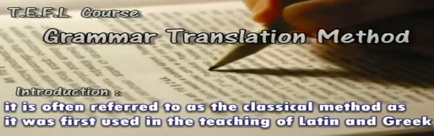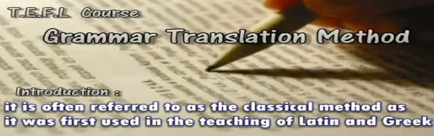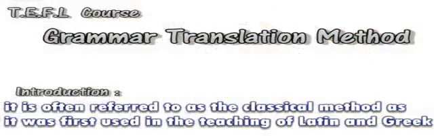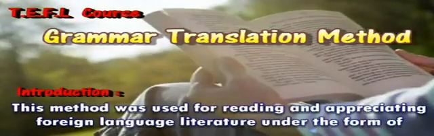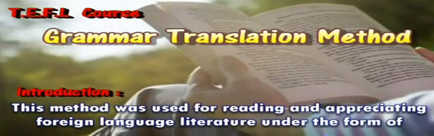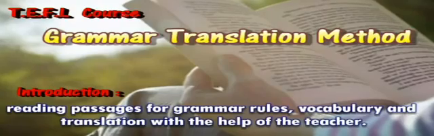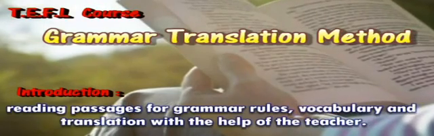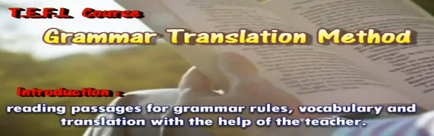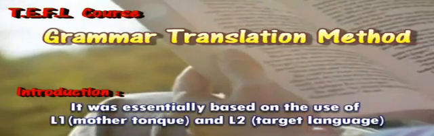It is often referred to as the classical method, as it was first used in the teaching of Latin and Greek. This method was used for reading and appreciating foreign language literature under the form of reading passages through grammar rules, vocabulary, and translation with the help of the teacher. It was essentially based on the use of L1 and L2.